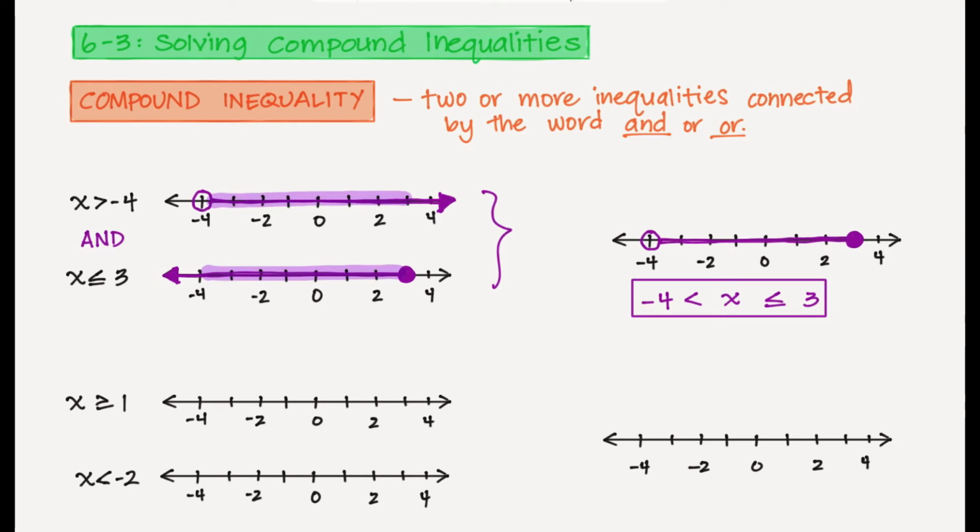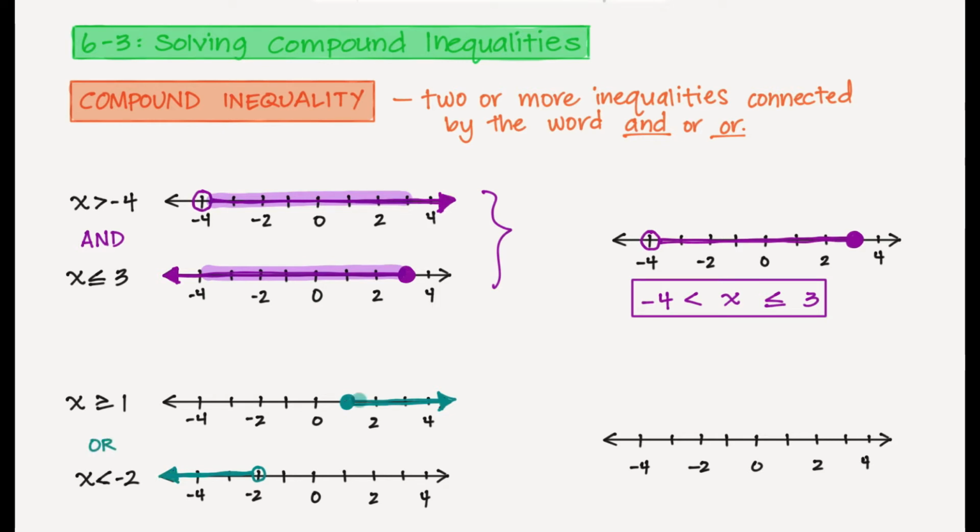If I had x is greater than or equal to 1, I would have a filled in circle on 1, and then I would shade everything that is pointing to the right. Likewise, if I was going to graph x is less than -2, I'd have an open circle at -2 and shade everything that is less than that going to the left.